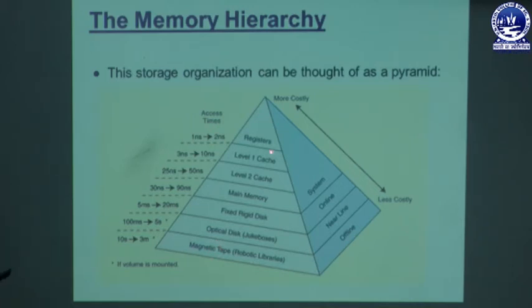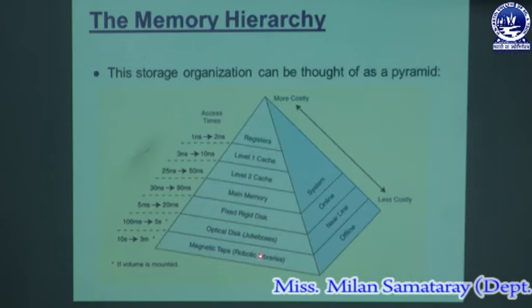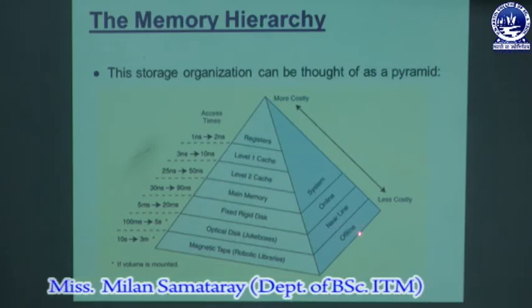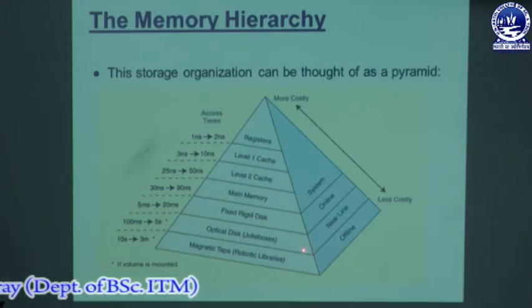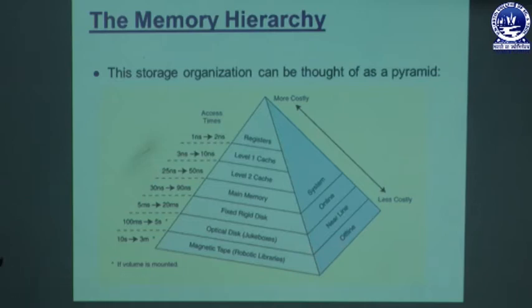Then the next one is the concept of storage type. Here these registers, cache memory and main memory, these three are included in the system, and this disk, our fixed hard disk, is our online storage, and then the optical disk is our nearline, and this magnetic tape is our offline, or you can say these are our secondary storage devices, okay. So let's go to the details of this.